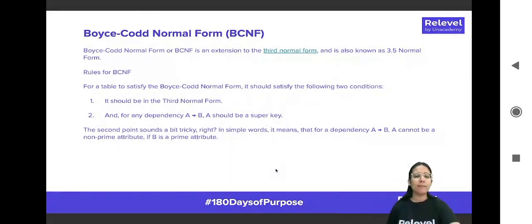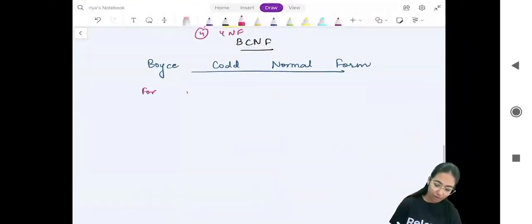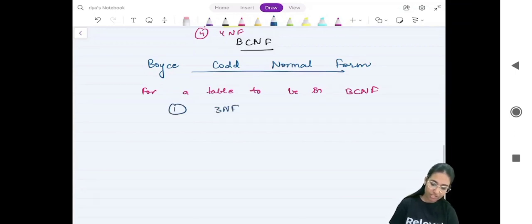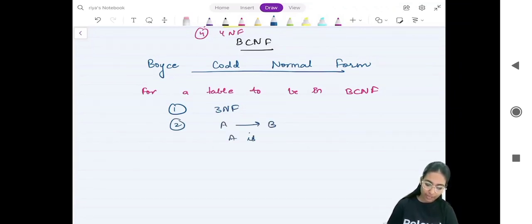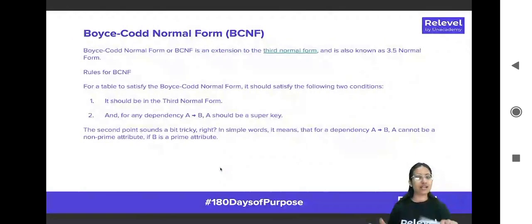But the concept here is that for a table to be in BCNF, first it should be in third normal form, which is always the step that you have to do. Second, if there is a dependency from A to B, A should be a super key. So we have to ensure that A is a super key. When this is satisfied, we are good to go.